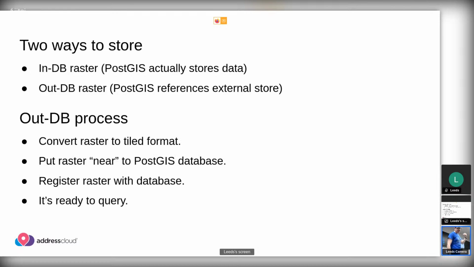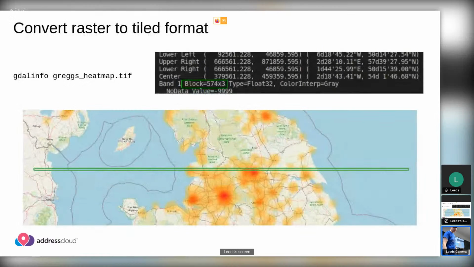places. So what we're going to do is take that raster that I demoed earlier, Greg's raster, and make it ready to be registered in a PostGIS database. That process is roughly as follows. We convert the raster to a tile format. I'm going to run through what all of these mean. Put that raster near to a PostGIS database. I'm going to register that raster with the database, and then it's ready to query. So let's look at that first step. Convert raster to tile format.